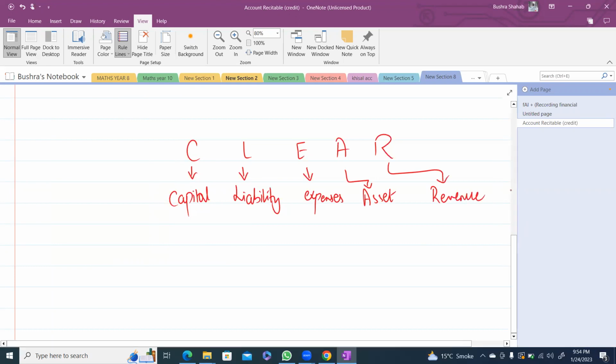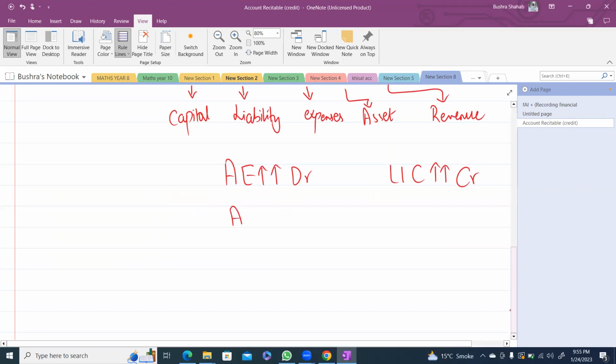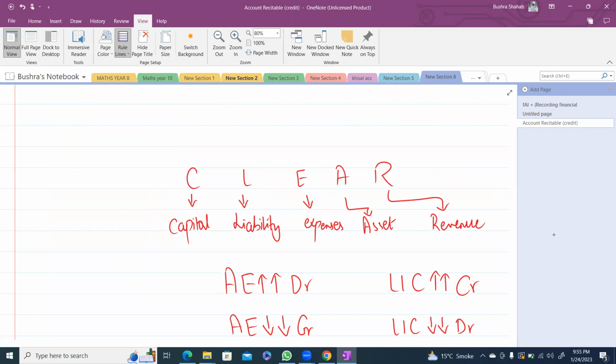So whenever asset and expense increase, it will always increase on the debit side. Whenever liability, income, and capital increase, it will increase on the credit side. Whenever asset and expense decrease, it will decrease on the credit side, and liability, income, and capital decrease on the debit side. If you want to note this down, you can quickly note it. I have already noted it down from the lecture of Miss Isha. She also told me the same thing.